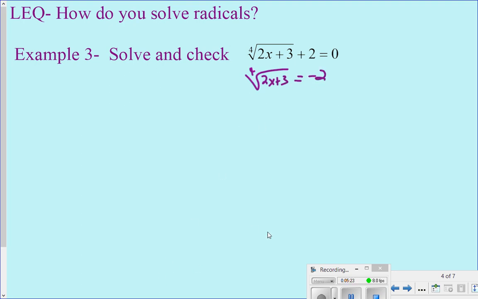Now that I have a fourth root, I can undo that by taking both sides to the fourth power. So the fourth power undoes the fourth root, which means 2x plus 3. And negative 2 to the fourth power is equal to positive 16. So subtracting 3 and dividing by 2 gives me that. But again, this problem involved an even root, therefore we must do a check.